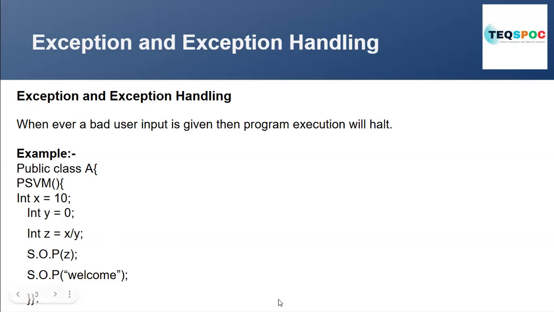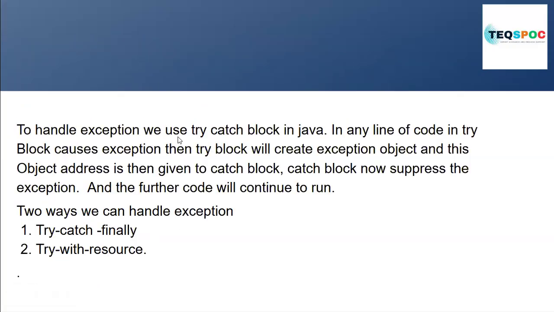So why are we using try catch block? There are two ways of handling the exception: try catch finally or try catch with resources. To handle exceptions, we use try catch block in Java. If any line of code in the try block causes an exception, the try block will create an exception object, this object is given to the catch block, and the catch block suppresses the exception and the further code will run. Generally try catch finally block is mostly used.